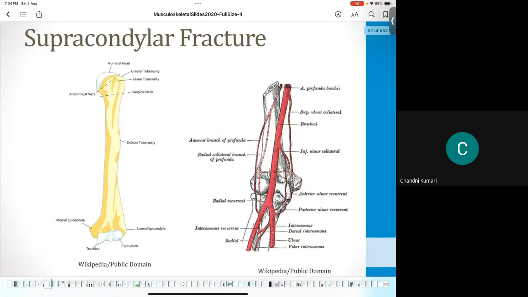Okay, so in supracondylar fracture, we discussed which nerve is going to be gone? Median nerve, am I right? So if the median nerve is gone, are we going to have thenar atrophy?